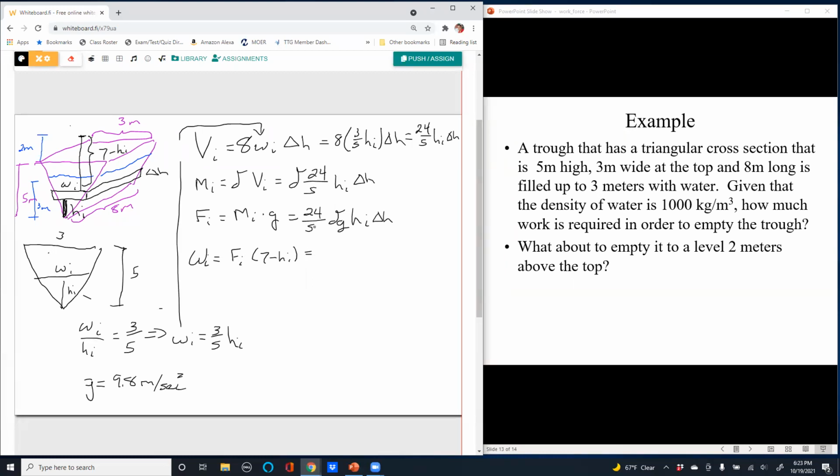Okay, now I'm going to keep things in order. What I mean by that, I'm going to keep the constants at front from the F sub I, which is the 24/5 delta G. I have the H sub I, and then 7 minus H sub I delta H. Guys, this is our integrand. Once you have W sub I, you have your integrand. So when we go to write up the integral for work, I'm going to put all of these constants out.